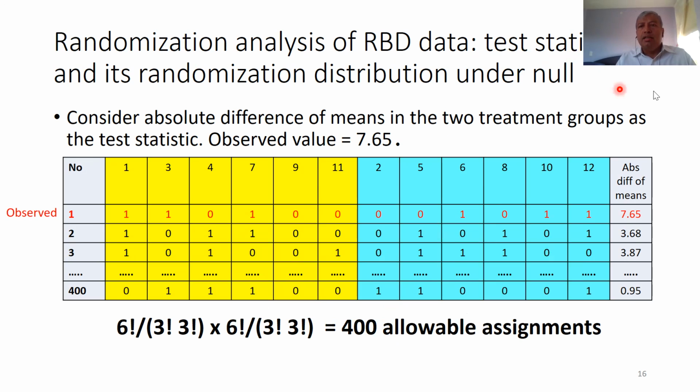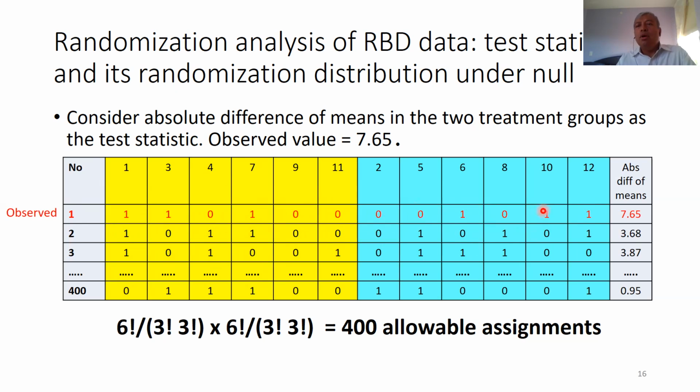So let us say the second example was a block design, where you would remember that we had divided these 12 schools into 2 blocks of size 6 each based on the number of enrollments. The yellow block was schools with smaller enrollments. The blue block was schools with larger enrollments. So the first row, once again, is the actual assignment, where within this block I had 3 ones and 3 zeros.